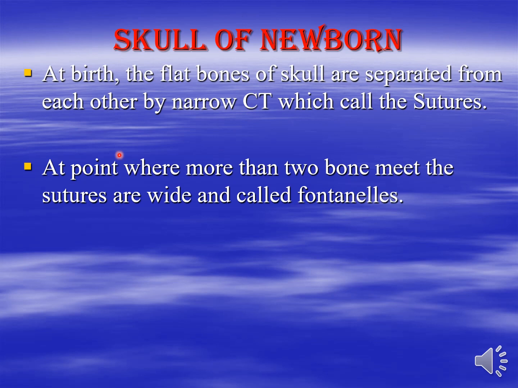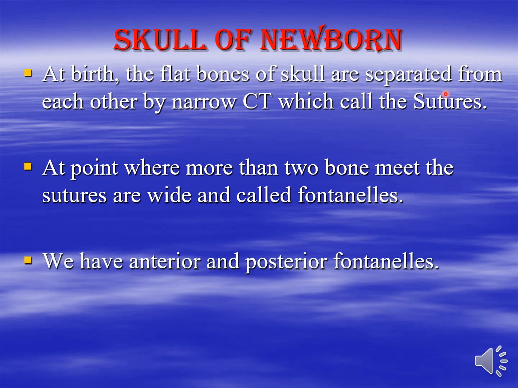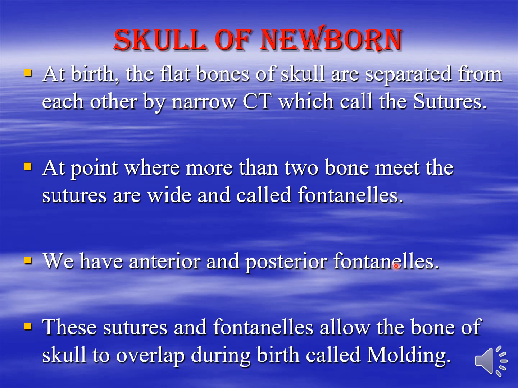The skeleton in the embryo, the skull in the embryo: at birth the flat bones of the skull are separated from each other by connective tissue, which we know as sutures. At points where more than two bones meet or join together, they are called fontanelles. The fontanelle is the meeting of more than two bones with each other. We have anterior and posterior fontanelles. These sutures and fontanelles allow the bones of the skull to overlap during birth, called molding.